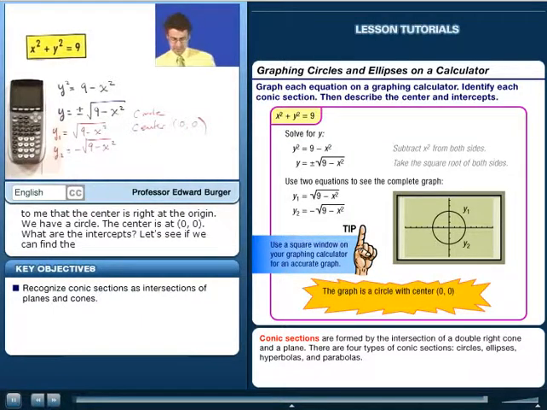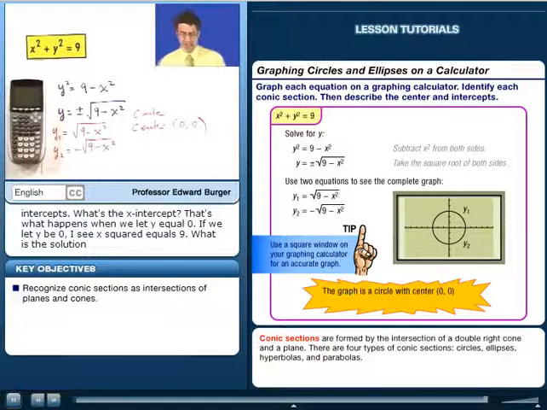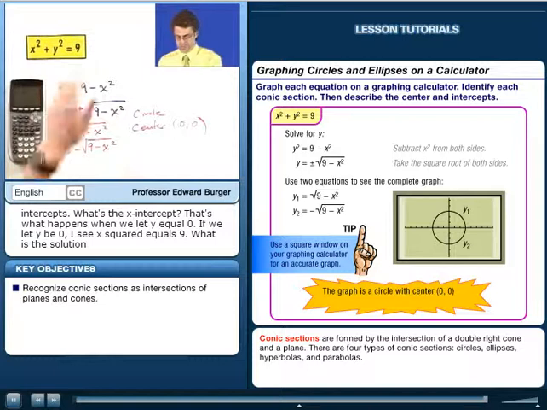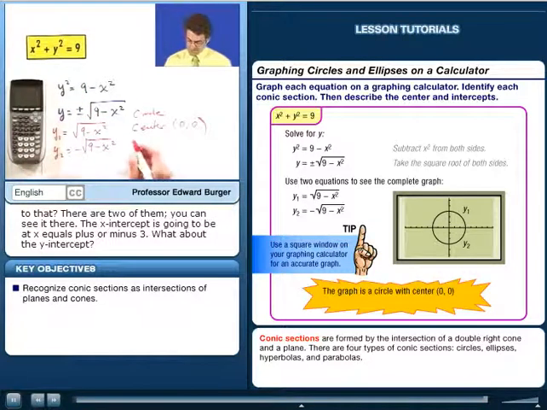And what are the intercepts? Let's see if we can find them. So what's the x-intercept? That's what happens when we let y equal 0. So if we let y be 0, I see x squared equals 9. What's the solution to that? There are two of them. You can see it there. So the x-intercepts are at x equals plus or minus 3.